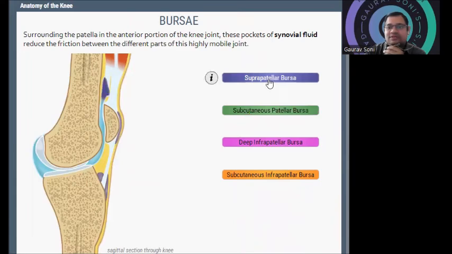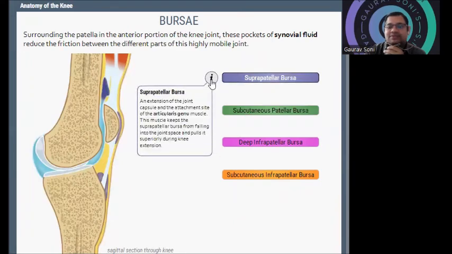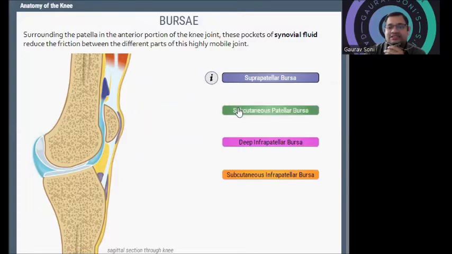You can see suprapatellar bursa. Suprapatellar bursa, an extension of joint capsule and attachment site on the articularis genu muscle. This muscle keeps the suprapatellar bursa from falling into the joint space and pulls it superiorly during the knee extension.